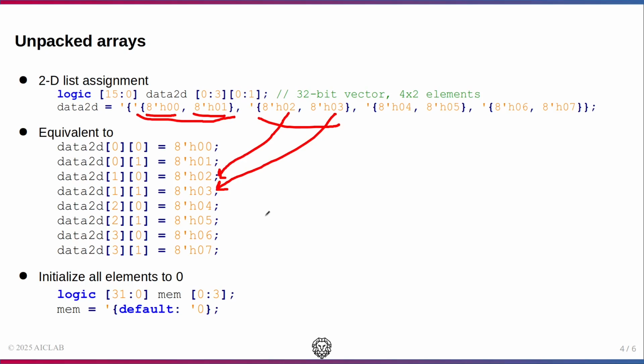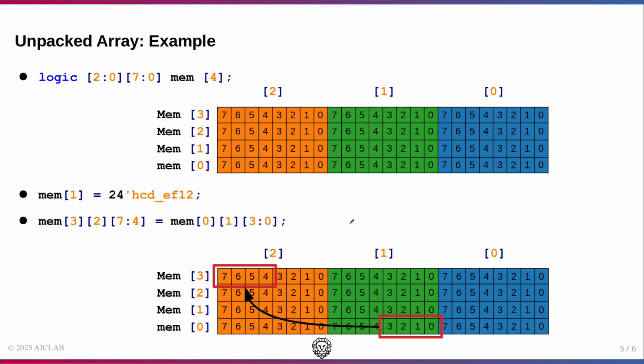Also, it's possible to initialize all elements of the unpacked array to 0. For this, we can use the default. Here, it sets all elements of the memory to 0. Here is another example.